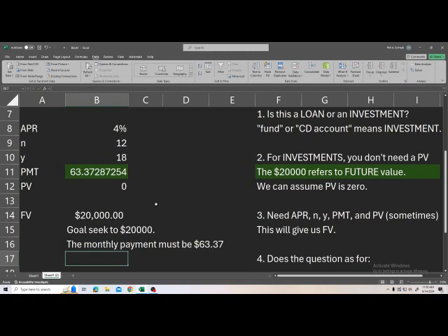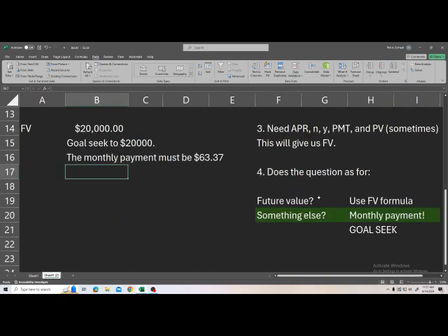So to recap, if we're trying to tell the difference between FV and PMT, we have to ask ourselves first, is this a loan or is this an investment? If it's a loan, we will also need to get the principal value. If it's an investment, we check the question and see whether we have a principal value or not. After that, we'll gather up all the information we need based on whichever formula we require, either PMT or FV, and then we have to decide if we're dealing with a goal seek situation or if we're not dealing with a goal seek situation.